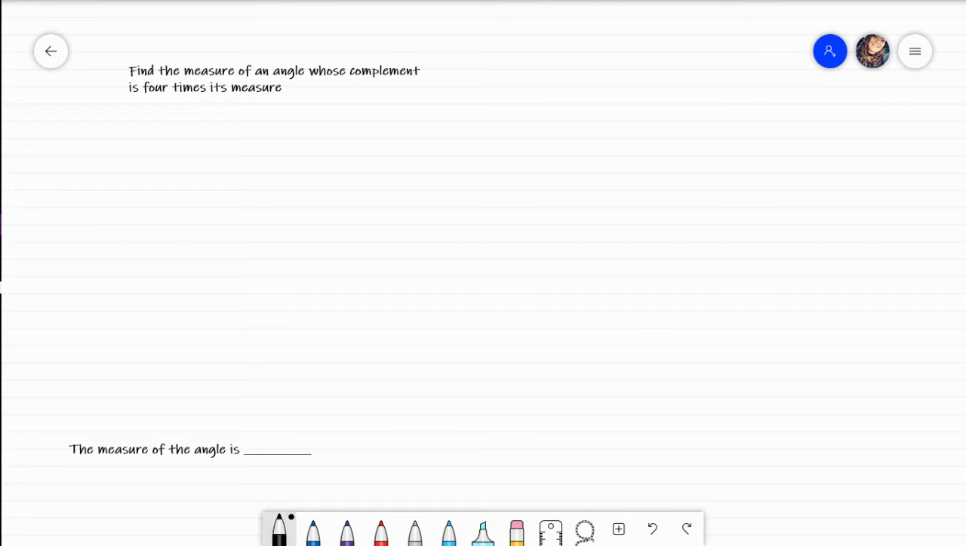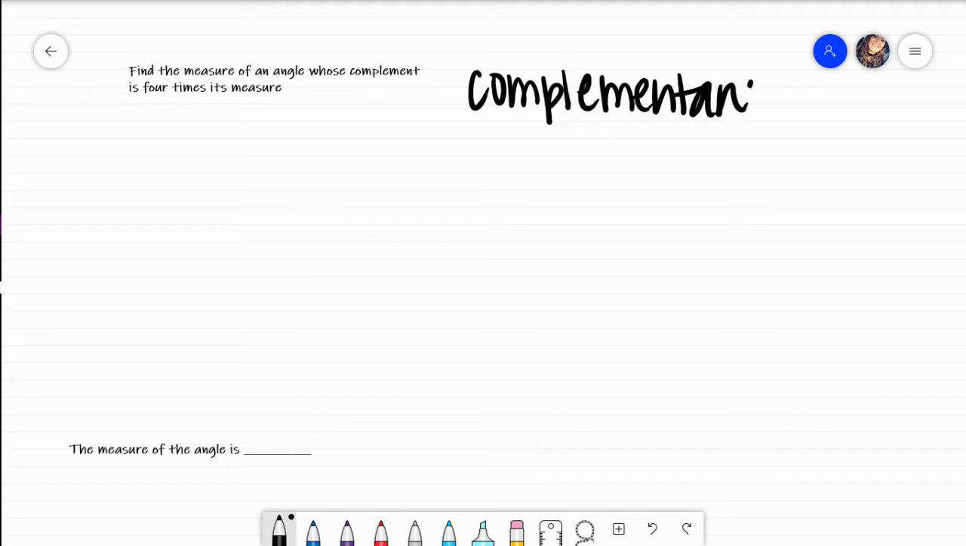So, like I said, complementary angles have a sum of 90 degrees. Okay, so that's really important. It tells me to find the measure of an angle.